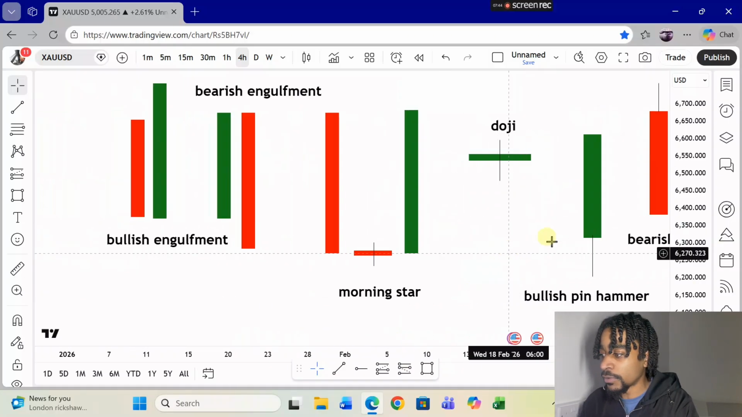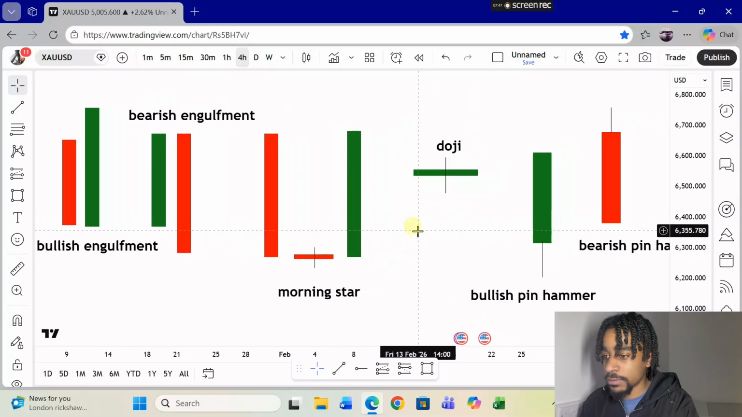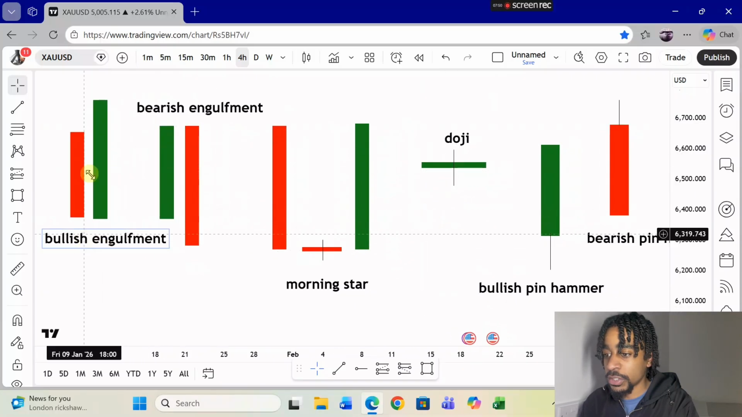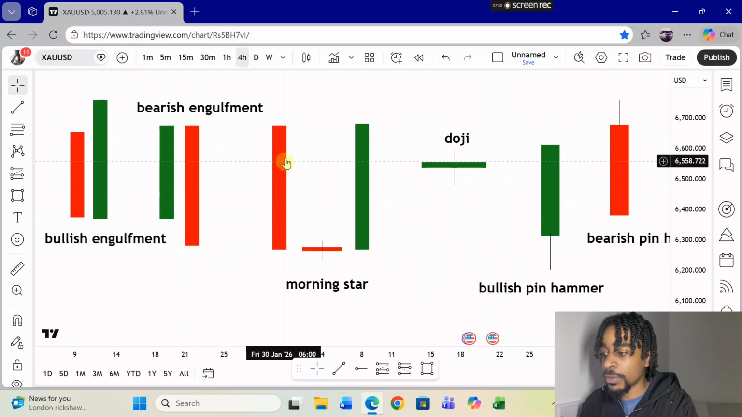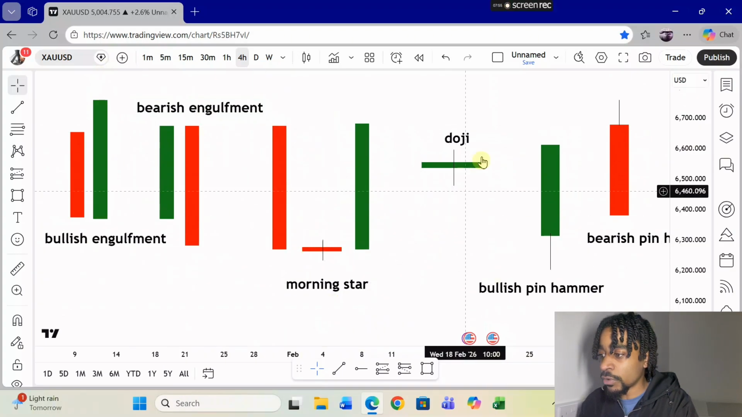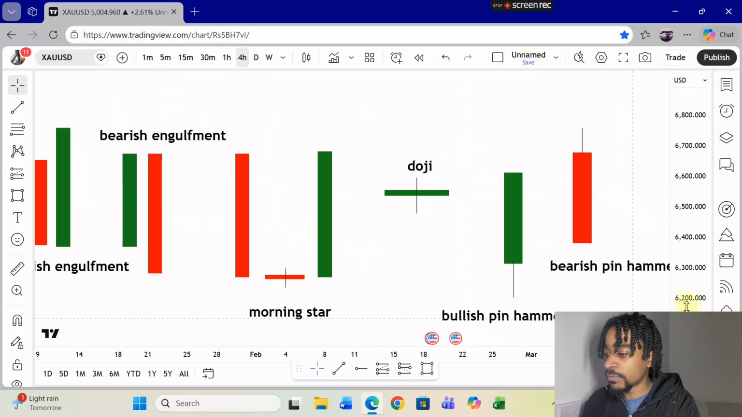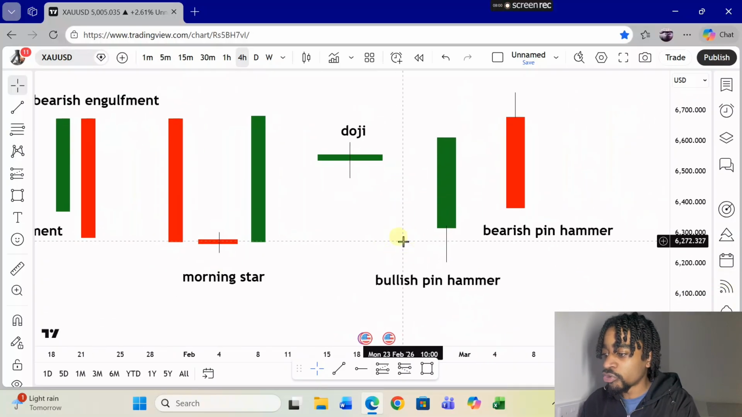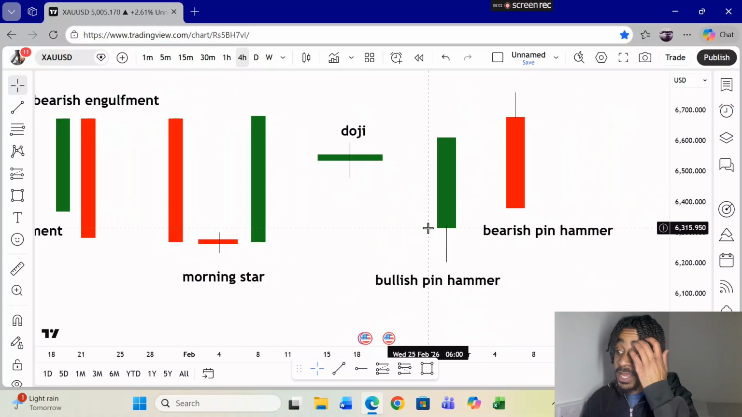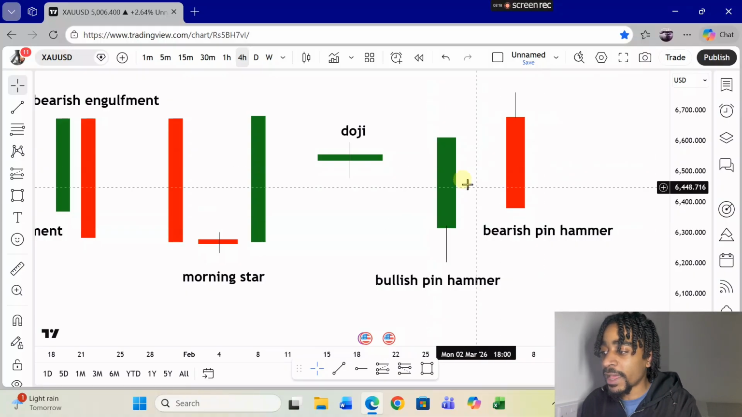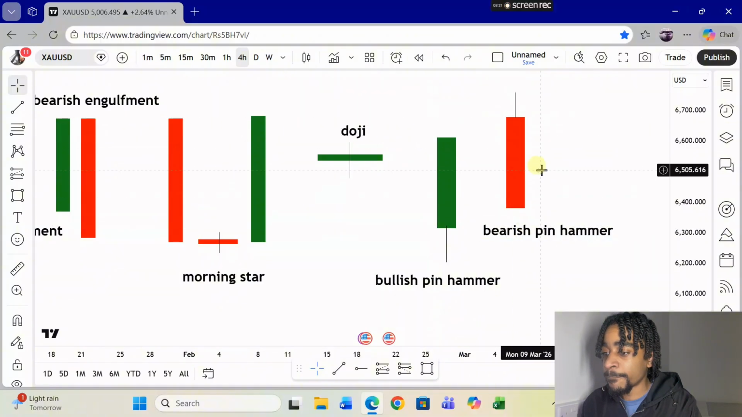So far we've covered 4. Again, we've got 2 examples for this one: bullish engulfment or bearish engulfment. We've got a morning star or an evening star. We've got a doji, which is an indecision candle, and then we've got a bull pin hammer, which shows that sellers tried and were in control at the start, but then buyers took over and the buying strength was just way stronger than the selling strength at that point in time, which turned that candlestick into a bull pin hammer. And then we've got that in the reverse, which is a bearish pin hammer.